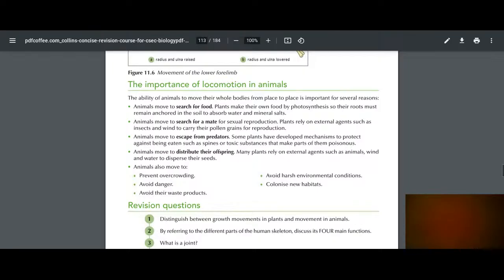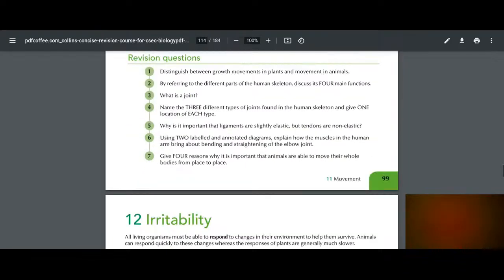So the importance again: search for food, search for a mate, escape from predators, distribute their offspring. And they also move to prevent overcrowding, to avoid danger, to avoid their waste products, to avoid harsh environmental conditions, and to colonize new habitats.